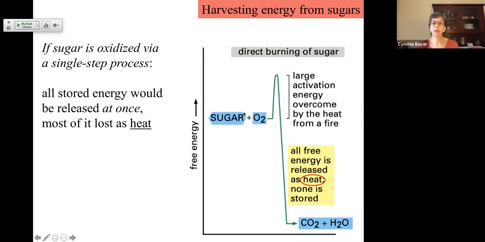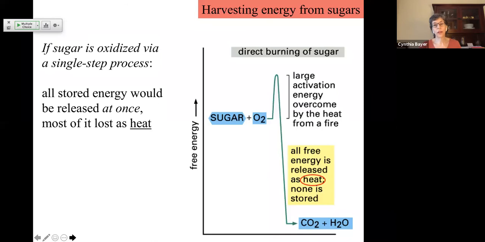All of the energy that was held in that sugar molecule is released as heat, as light, right? That's combustion, right? Breaking it down immediately. Drop in free energy, high energy molecule sugar, low energy carbon dioxide and water. The sugar is oxidized, the oxygen is reduced.